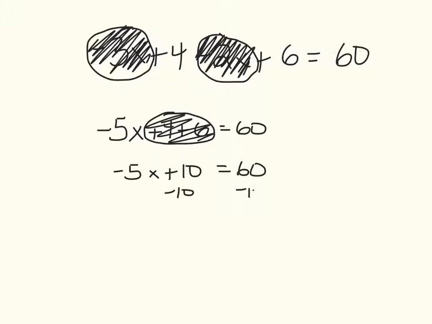Use inverse operations. Negative 5x equals 60. The opposite of times negative 5 is a divide by negative 5. And I get x equals negative 12 as the answer.